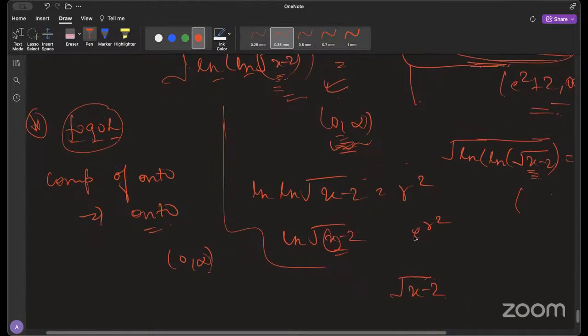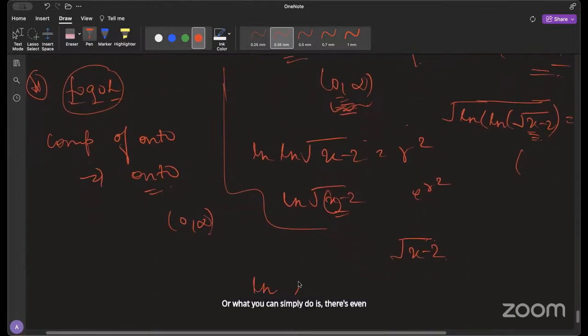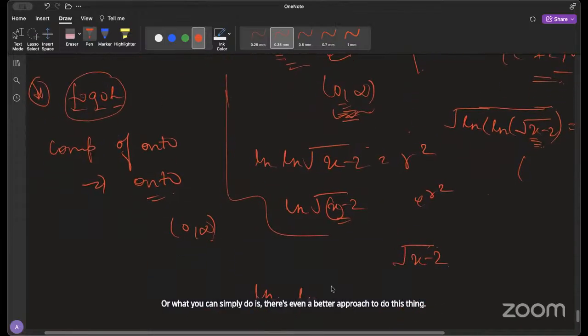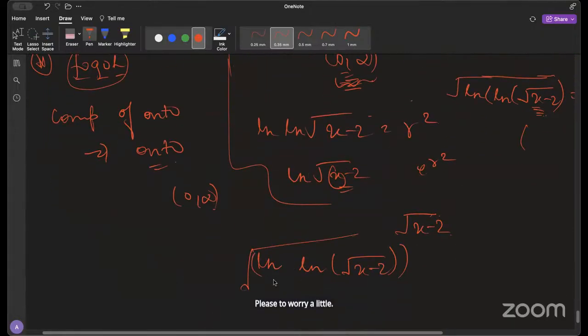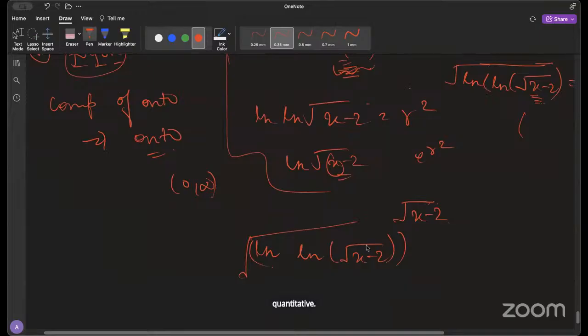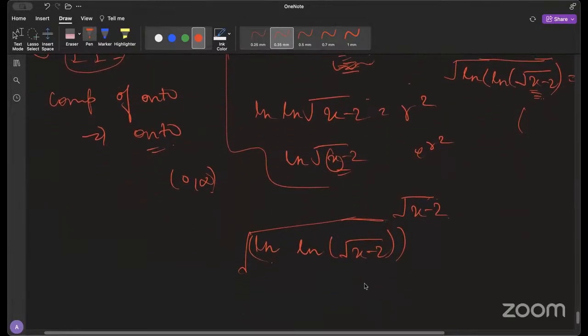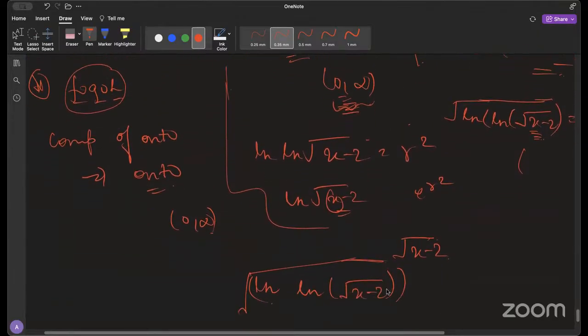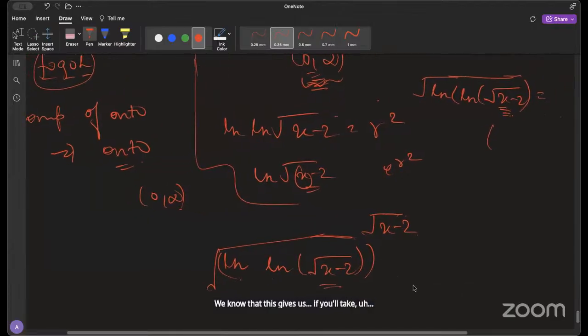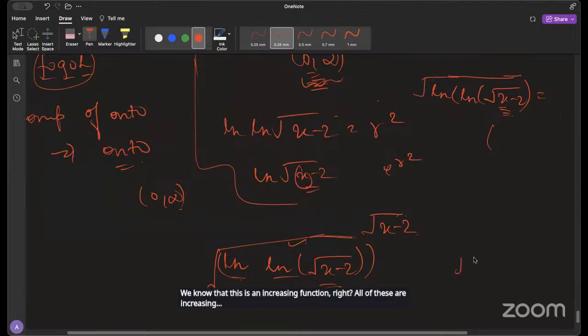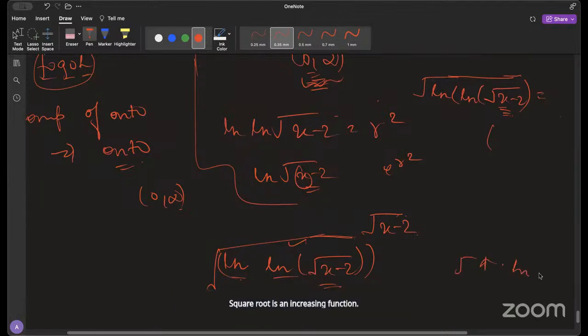Or what you can simply do is, there's even a better approach to do this thing. These two are a little complicated. Let's just do this thing. We know that this gives us, if you take, we know that this is an increasing function, right? All of these are increasing. Square root is an increasing function, natural log is an increasing function.